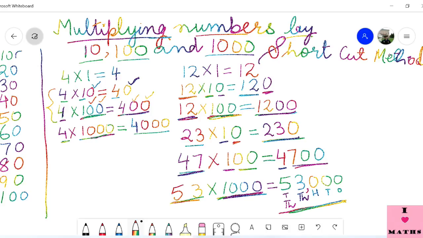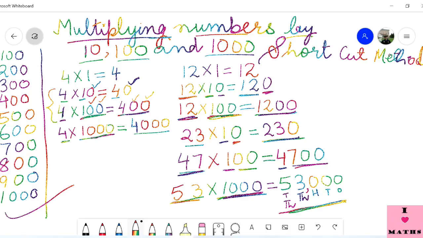See how. 100 ones are 100, 100 twos are 200, 100 threes are 300, 100 fours are 400, 100 fives are 500, 100 sixes are 600, 100 sevens are 700, 100 eights are 800, 100 nines are 900 and 100 tens are 1000. Now you know the table of 100 also.